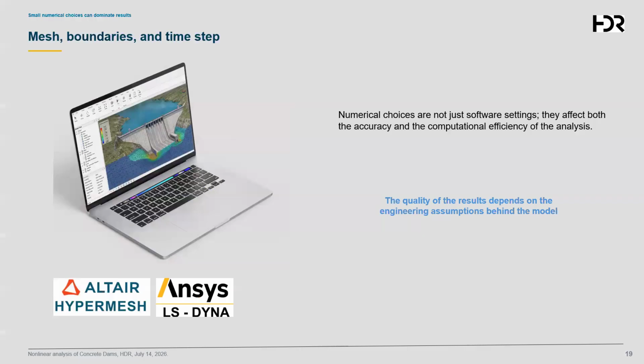Numerical choices are not just software settings, they affect both the accuracy and the computational efficiency of the analysis. Different finite element tools can be used for meshing and analysis depending on the complexity of the model and the objective of the study. The point here that we should keep in mind is that the quality of the results depends on the engineering assumptions behind the model.